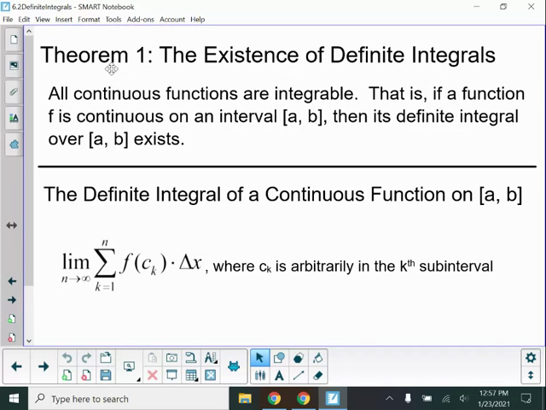So this is theorem 1. All continuous functions are integrable. If it's continuous, you can integrate it. So the definite integral has to exist. So we have here our limit as n approaches infinity from k equals 1 to n. So again, you're doing an infinite number of slices, and C sub k is arbitrarily in some kth interval. We aren't really going to be doing a whole lot with this type of notation. We are going to be switching it into integral notation, which you'll see here in a bit.